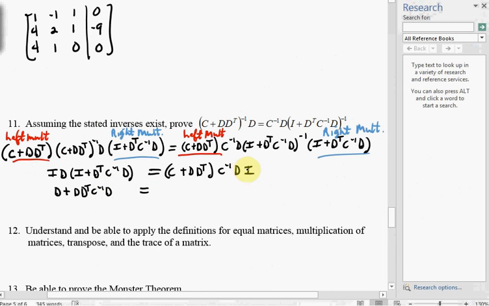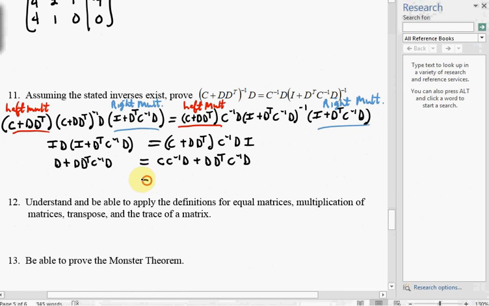Equal to, this becomes right multiplication of C inverse times D. So it's C times C inverse times D plus D transpose times C inverse times D. Now notice here that you can simplify this because C times C inverse is just the identity times D. That's just D plus D transpose C inverse D. Let's go back and put the left side. This is D plus D times D transpose C inverse times D. Is the left side equal to the right side? Yeah, we're done.